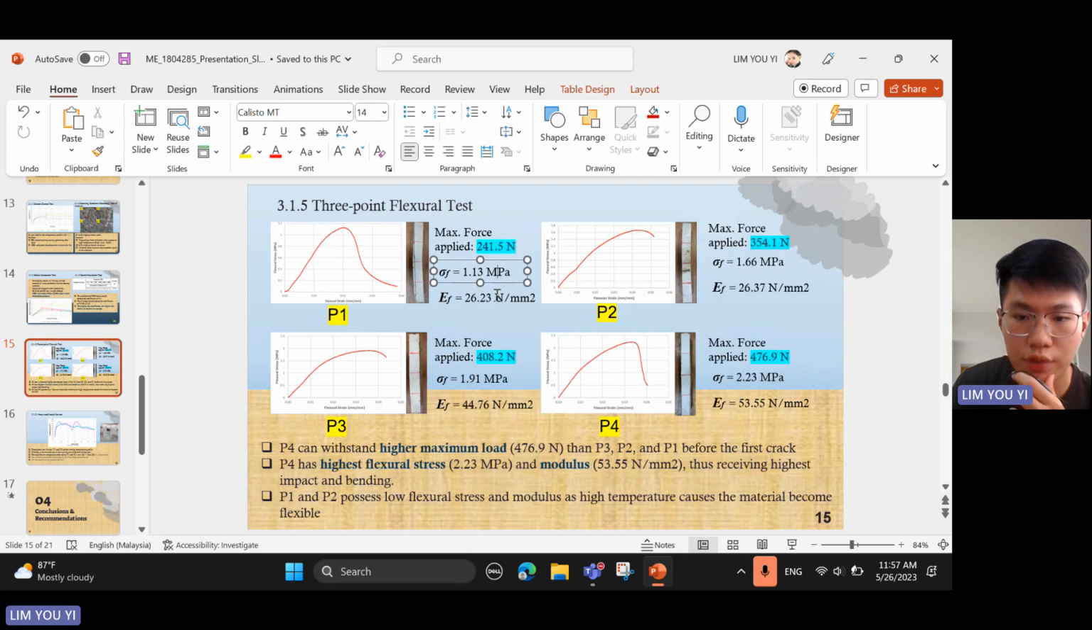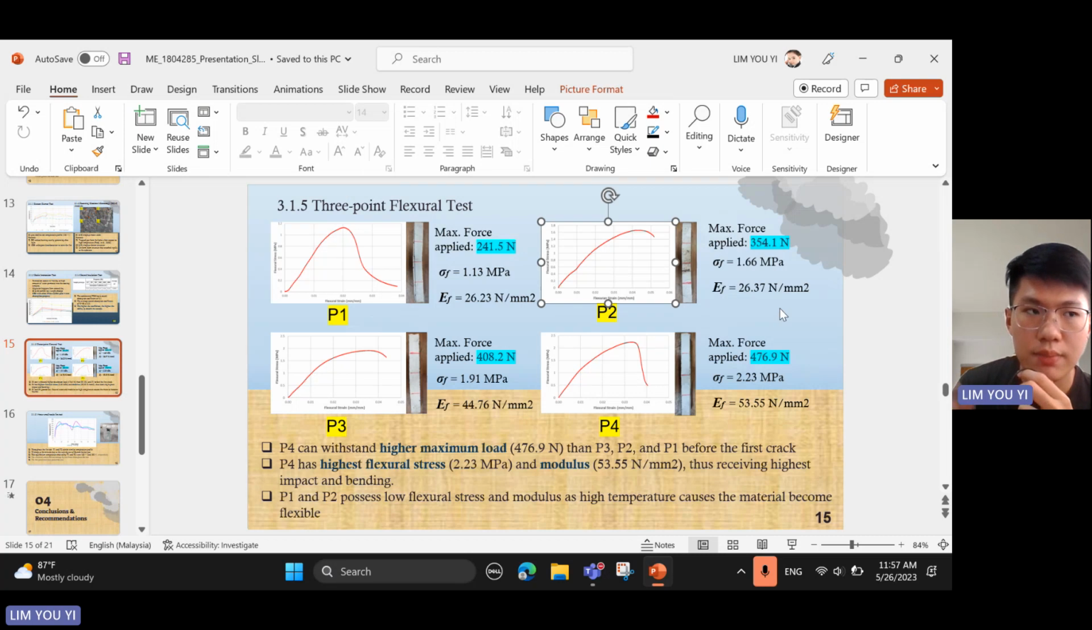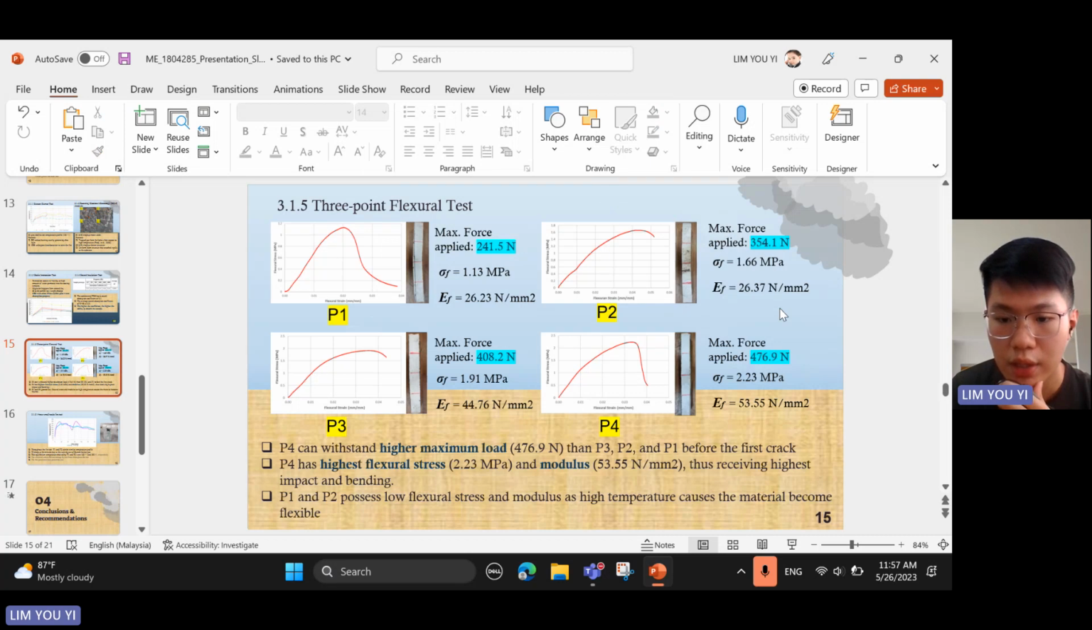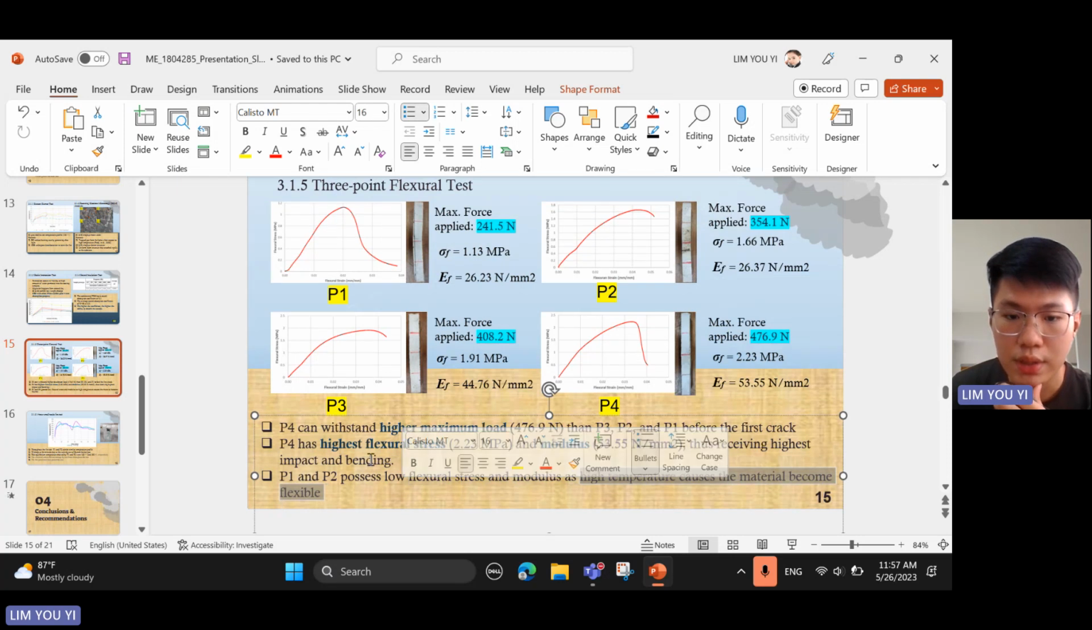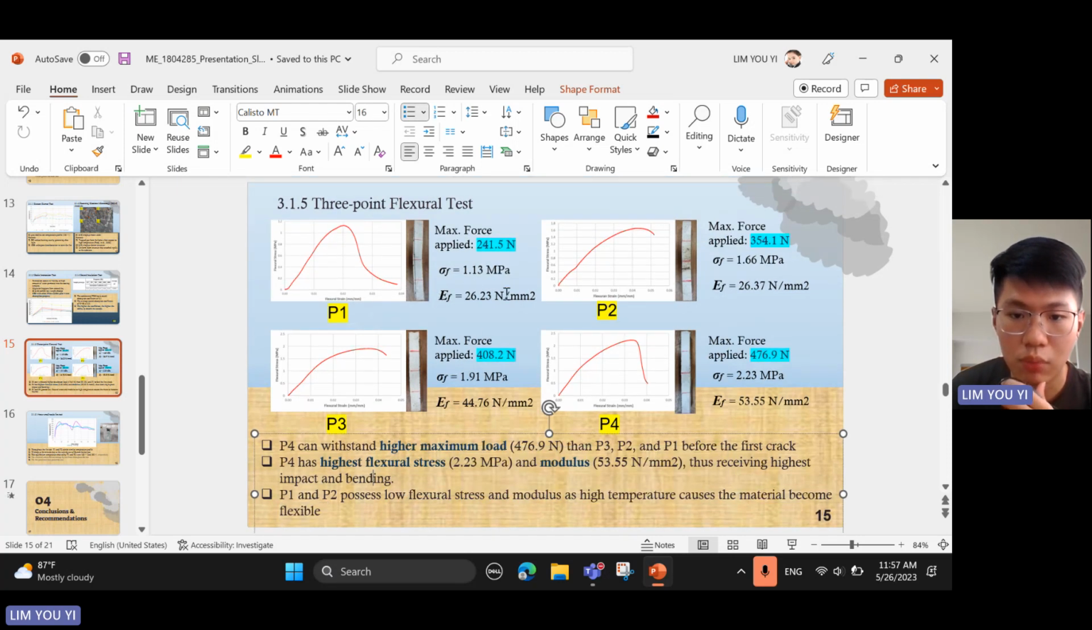When we look back at prototype number 1 and prototype number 2, both of them have a lower flexural strength and flexural modulus as compared with prototype number 3 and prototype number 4. One of the reasons is because prototype number 1 and prototype number 2 exhibited damage during the fire test. Therefore, the high temperature causes the material to become flexible. This is the reason why the flexural modulus achieved by prototype number 1 and prototype number 2 is lower than P3 and P4.